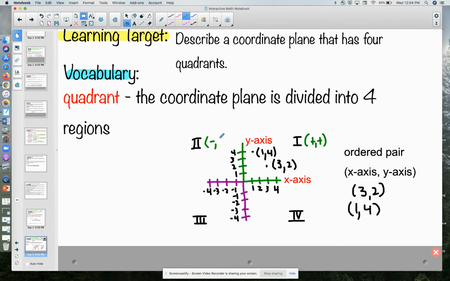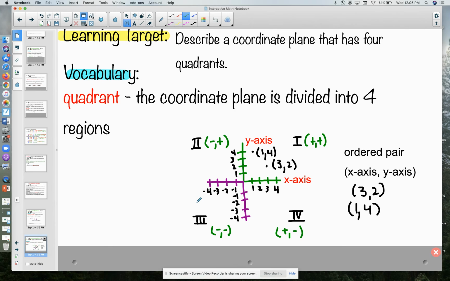In quadrant 2, it's going to have negative first, and then positive. In quadrant 3, it's going to have negative and negative. So that's a little cheat sheet to tell you where each of these numbers can be in the quadrants. And then the fourth one can be positive, negative.